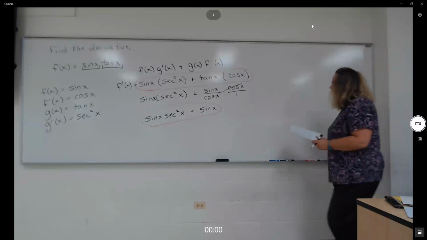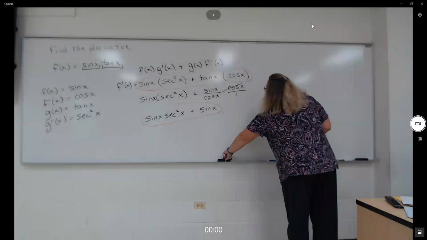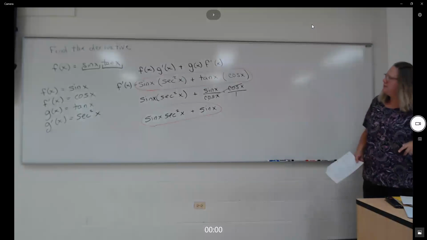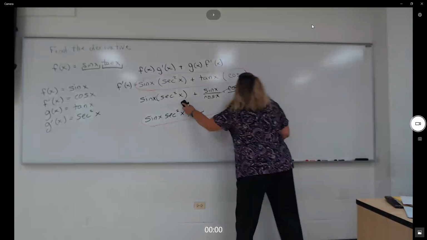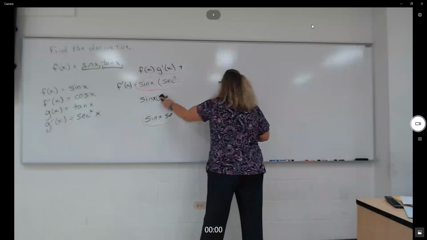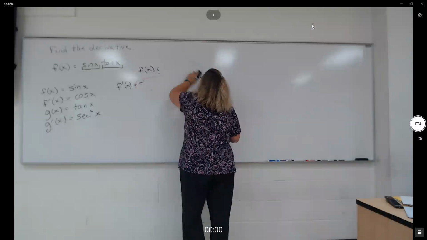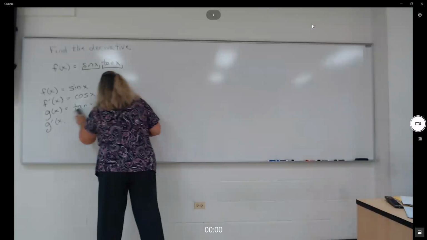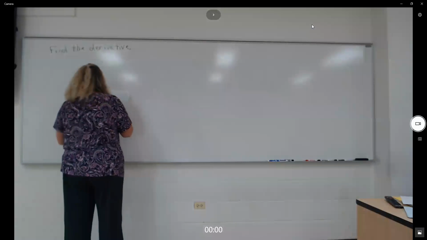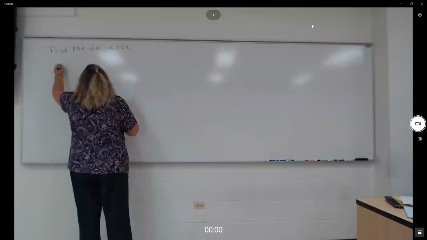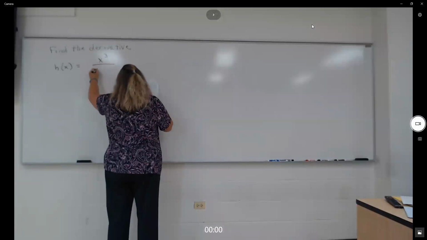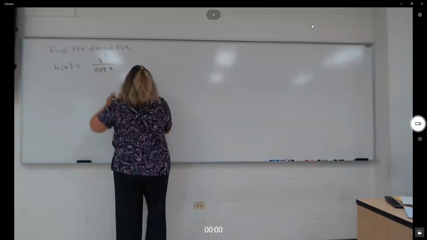This one really reduces, but let's at least go through the process. I don't care so much about the reducing. Okay, so let's start, because this is a little bit long. All right, let's do h of x equals x to the third over cotangent x.